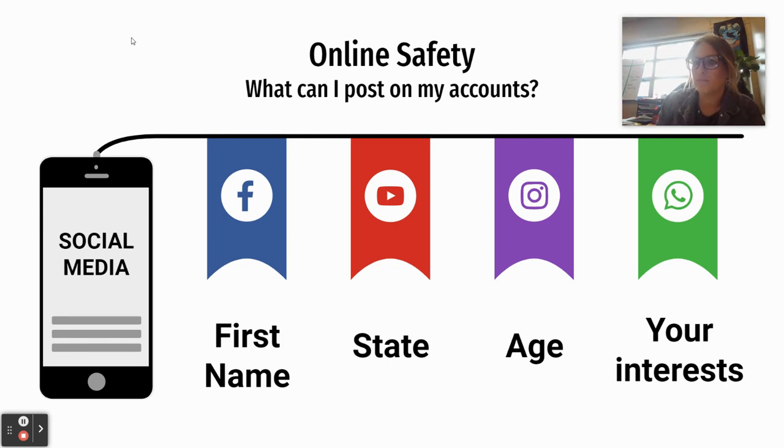Your state. Your state is special to you, and you can post what state you live in. There's lots of people in the state of South Dakota, and so posting what state you live in is okay. Your age. Be honest with your age. If the app that you're on says you can't be on that app until the age of 13, maybe you need to think, should I even be on it then? Post your age. And your interest. Even though your interests are special to you, that's okay to post. That's not going to give away who you are right off the bat.